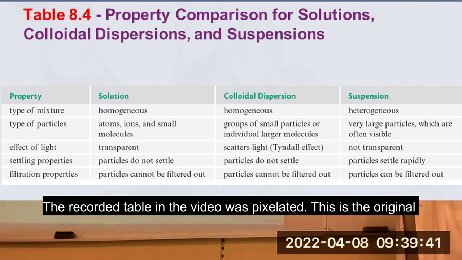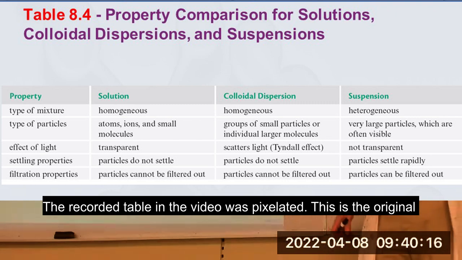Colloids, you can't filter them out. The particles are just too small. So what you have to do is determine the nature of the suspended medium and the suspending medium, and you may have to use an alternate method of separating. For instance, if the suspended medium is non-volatile and the suspending medium is volatile, you would boil it off.